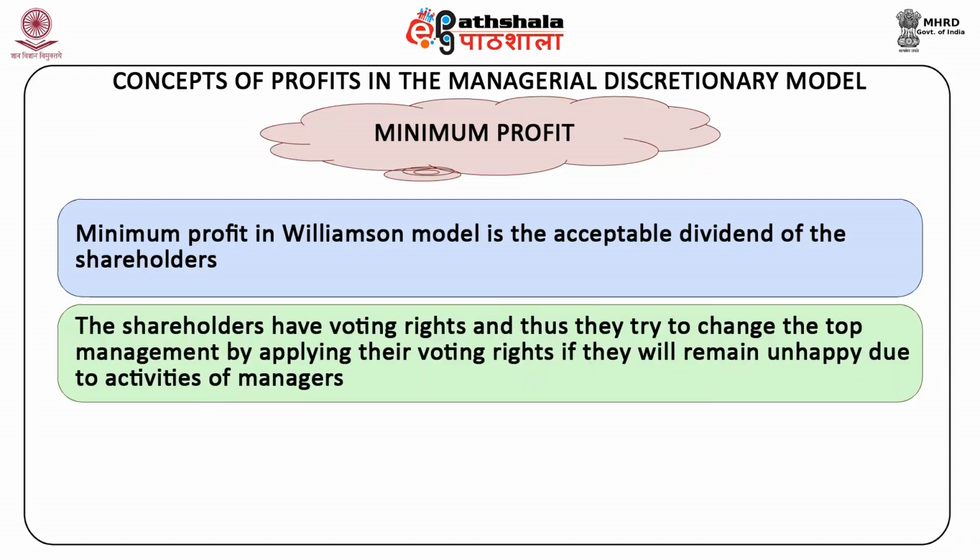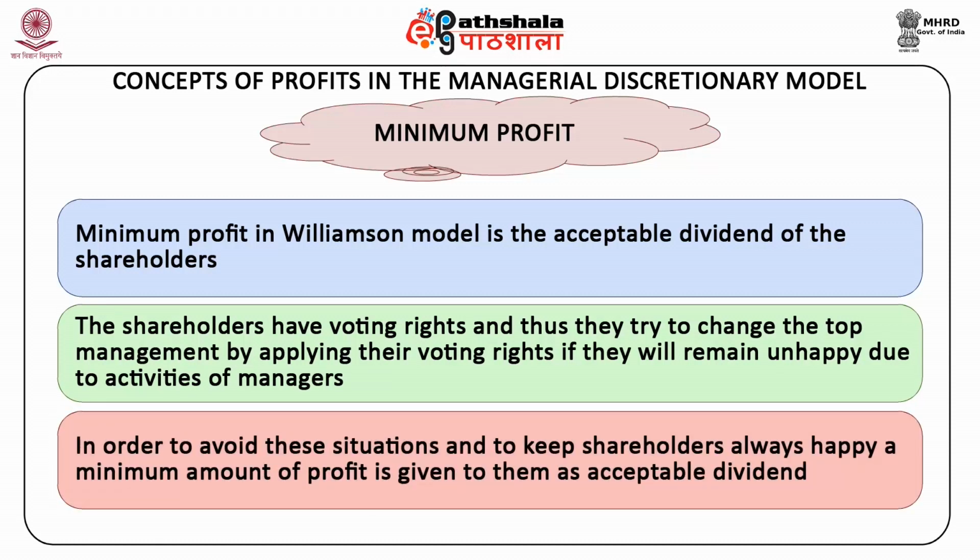The shareholders have voting rights and can change the top management by using their voting rights if they are unhappy with the activities of the managers. The managers feel insecure about their jobs also. Thus, in order to avoid these situations and to keep shareholders always happy, a minimum amount of profit is given to them as acceptable dividend.